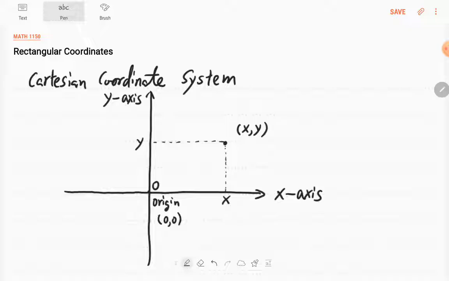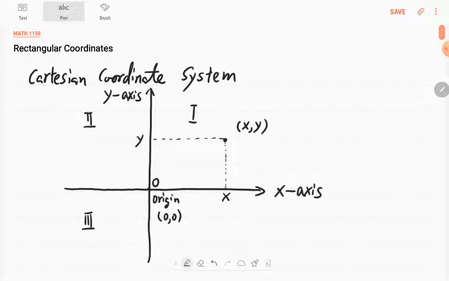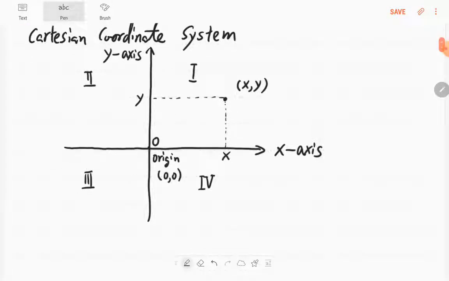We also notice that these two lines, the x-axis and the y-axis, divide the whole plane into 4 quadrants. We label these 4 quadrants counterclockwise. This is the first quadrant. This is called the second quadrant. And this is called the third quadrant. And this is the fourth quadrant. So this is called the coordinate system.